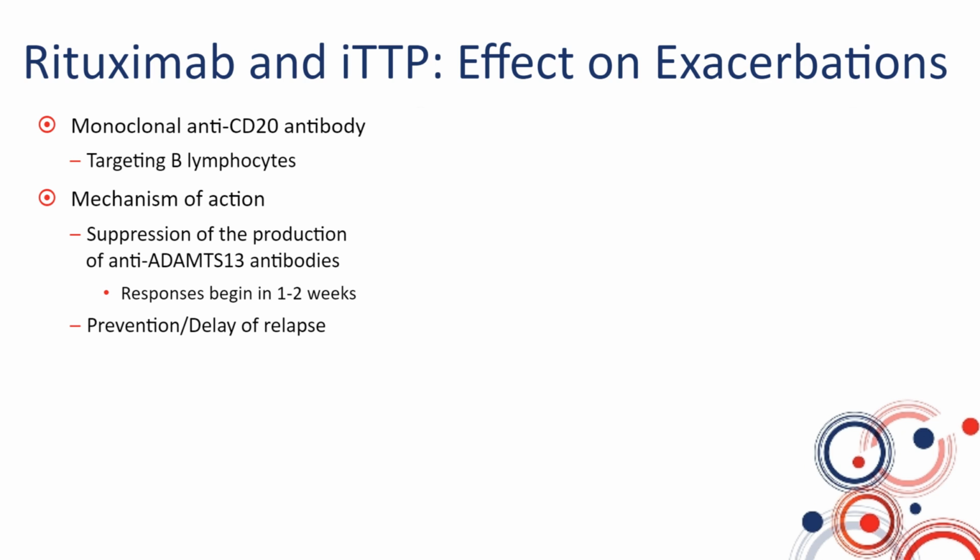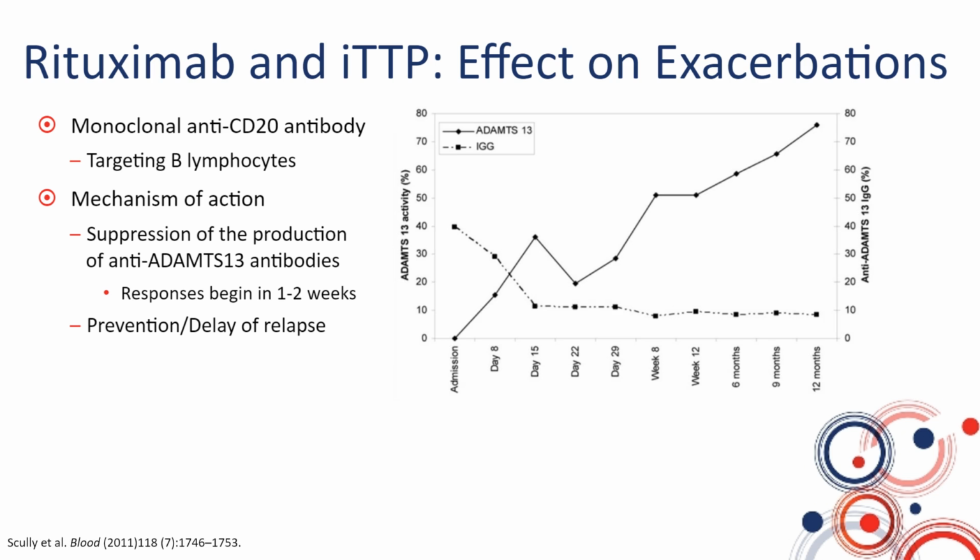What you can see in the slide here, figure A from Dr. Scully's manuscript, is the gradual rise in the ADAMTS13 activity in the solid line, and the dashed line showing the decline in the IgG inhibitors of the ADAMTS13 protease. As you can see, it really isn't until about the second week, day 10 to 15, that you start to see a significant improvement in the ADAMTS13 activity and the decline in the IgG concentration, likely occurring later than it can be expected to help with exacerbations, which tend to occur more in the first 2 weeks.